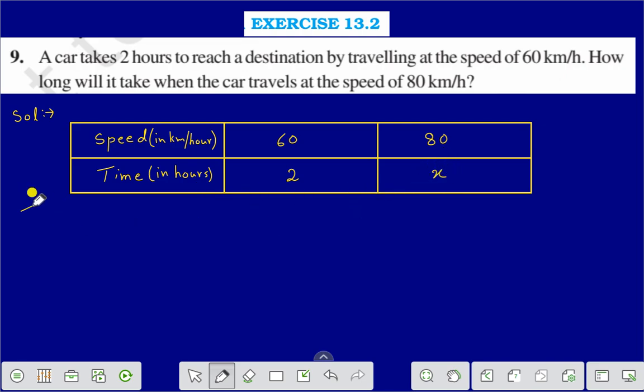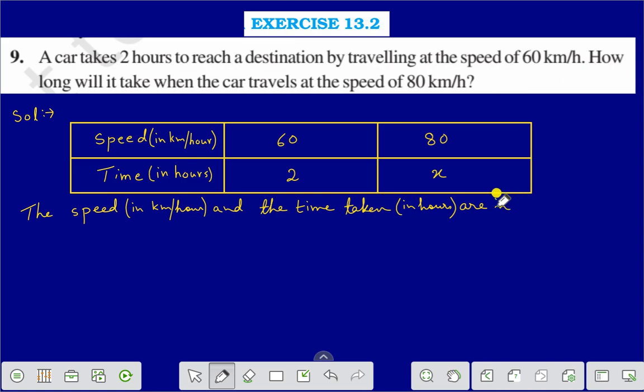Here you see that the speed in kilometer per hour and the time taken in hours are in inverse proportion.